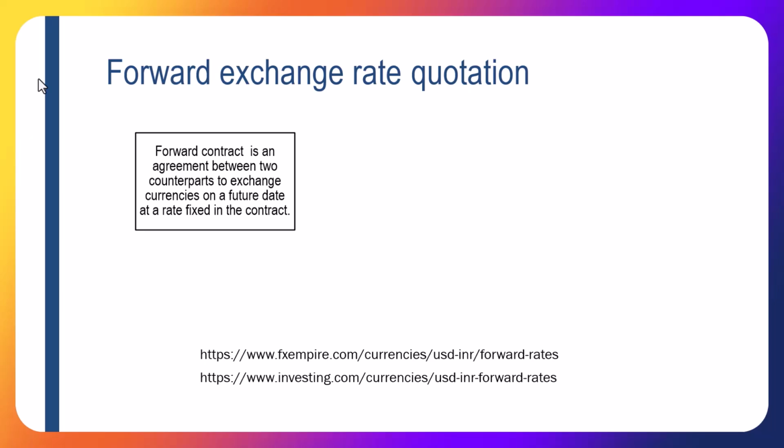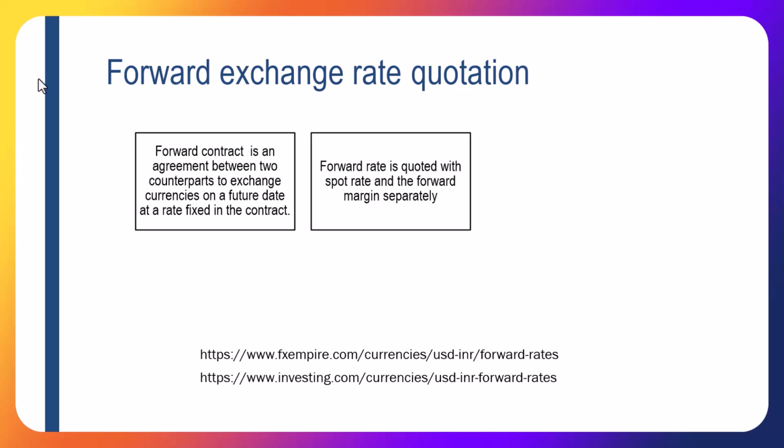Now, a forward contract is an agreement between two counterparties to exchange currencies on a future date at a rate fixed in the contract. That means the two people who enter into a forward contract decide what rate they are going to execute the contract at. Like suppose you go to a bank and buy a forward contract from the bank, whenever you want to make a payment to your supplier, or you're going to get money from abroad as an exporter. Since you are doing this with the other course also, it becomes easier for you to understand everything, I believe.